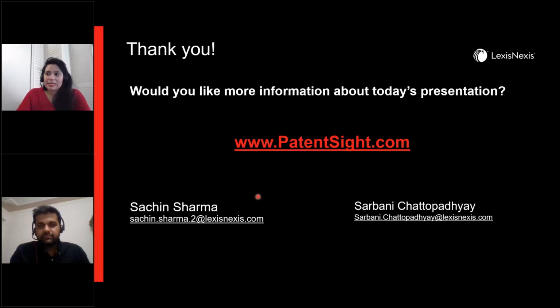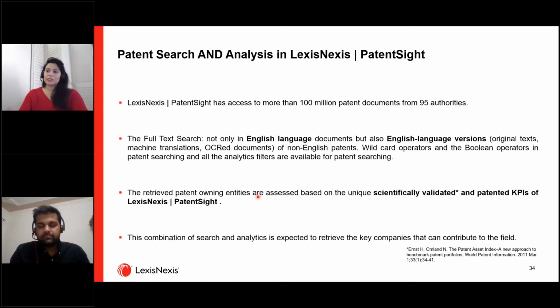Since we have some time, and as I promised, and because of the question that we had about how we defined the search syntax for defining the field, this is how the search and the analysis in the LexisNexis patent site can be done. With the full text search, you can search for patents not only in the English language, but also in English language versions. As you saw, we showed you the Chinese patent. All the wildcard operators and Boolean operators that you generally use for searching are available. And as we showed in the webinar, we analyze them using our scientifically validated and patented KPIs.